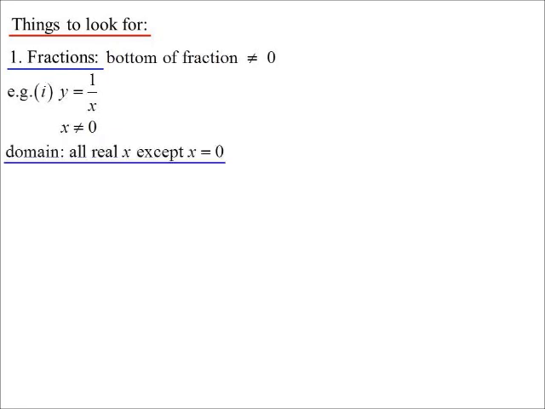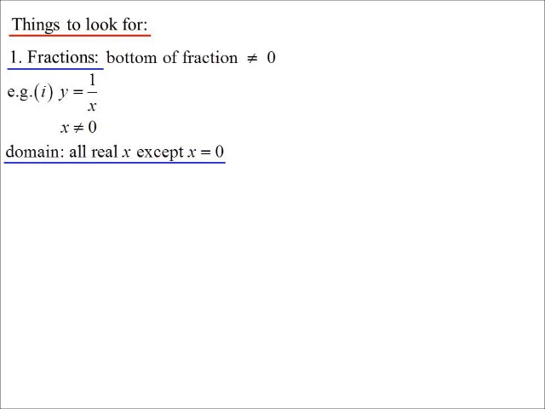Now when you write a domain, remember, it's the values that are in the domain. So I would write it something like this: my domain is all real x, every single possible value except the value x equals 0. I can't have the value x equals 0. So domain, it's an inclusion. So what's included?